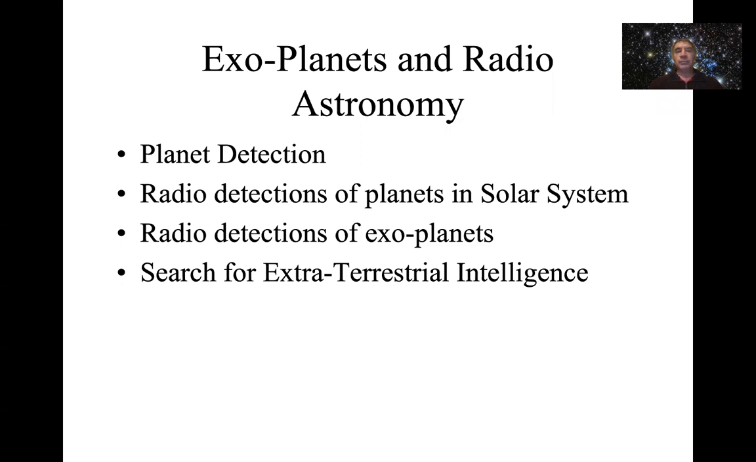Okay, so for this last lecture, we're going to look at planets around other stars and the role that radio astronomy can play in this very fast-moving and exciting field. So just going to recap a little bit on how we detect planets around other stars, then see what we can learn from radio emission from the planets in our own solar system, principally Jupiter, and then look at the potential for radio detections of exoplanets. And I'll finish up with the intriguing topic of looking for intelligent life through radio telescopes.